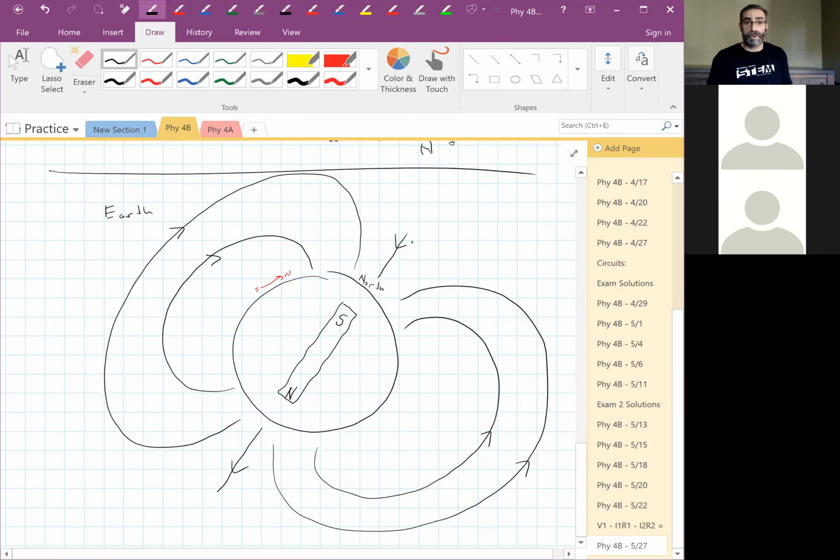The North Pole on your compass is attracted to it. You had to pick one or the other. I don't know how they made up their minds. You either say that it's called the North Pole because the North Pole of your compass points to it, or you go the other way, right?